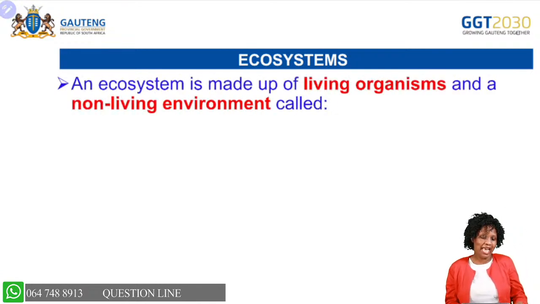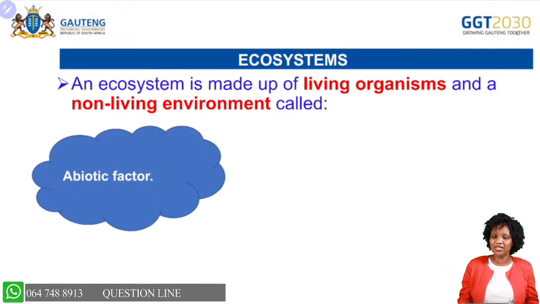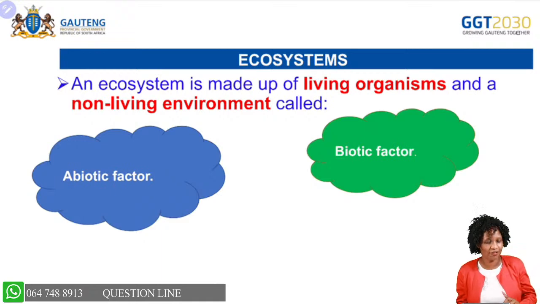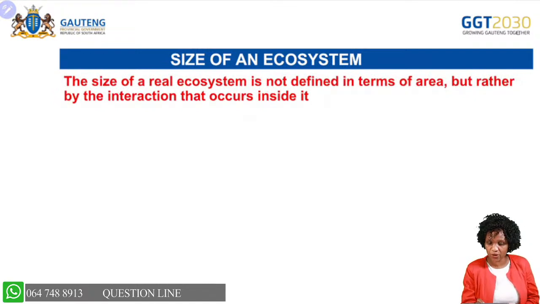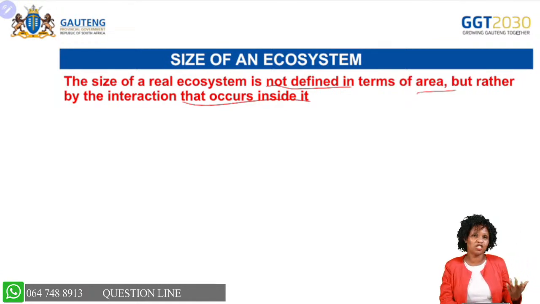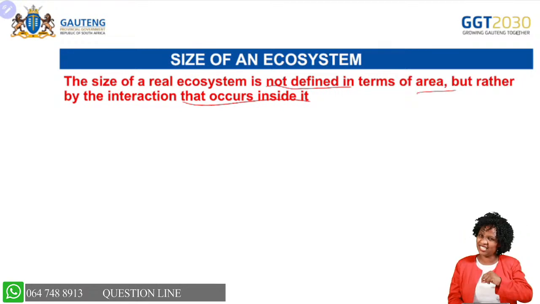Let's move on. An ecosystem is made up of living and non-living. We call these abiotic and biotic. These are abiotic and biotic, which means non-living and living. And then the size of a real ecosystem is not defined in terms of what? In terms of area, but rather by the interaction that occurs inside it. It's difficult to define it by the size, but rather by the interaction that occurs inside it.